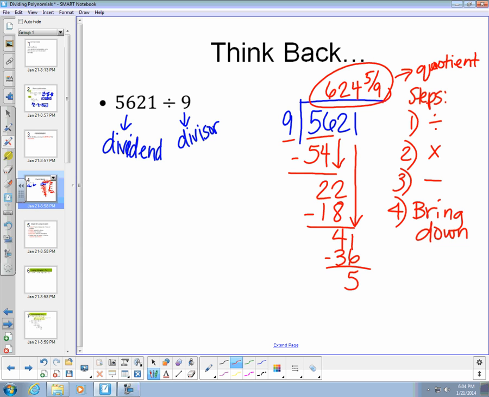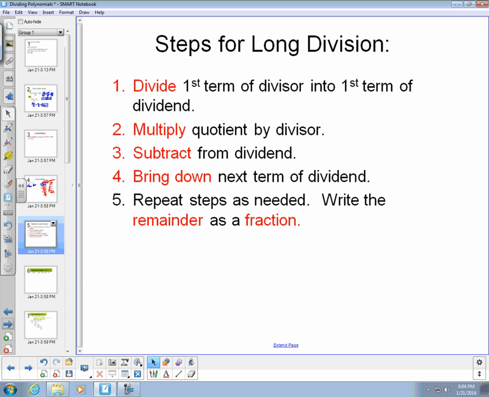Okay. Now, the steps we're going to use for long division of polynomials are the same steps that we just did here. So pause the video for a second and get your steps written down. But basically, we are going to divide, multiply, subtract, bring down, and keep repeating until we run out of terms. So if you need to, pause the video to write your steps down.